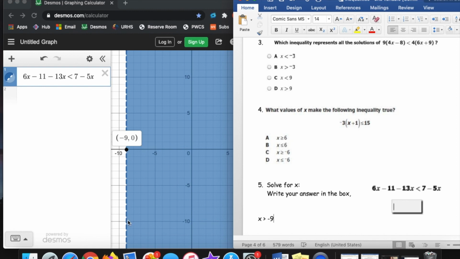Again, 2 parts to that. It's a dotted line. It doesn't have an equal to underneath my inequality symbol there, so I know it's just going to be either greater than or less than. Negative 9 because that is where my line is. That's the x value there. And it is greater than and not less than because the shading is to the right of that line, or that arrow pointing to the right.